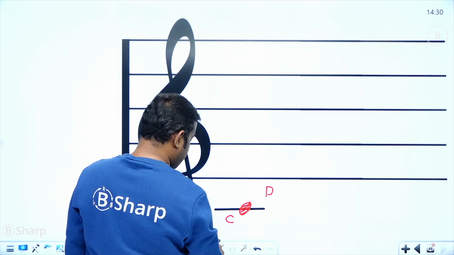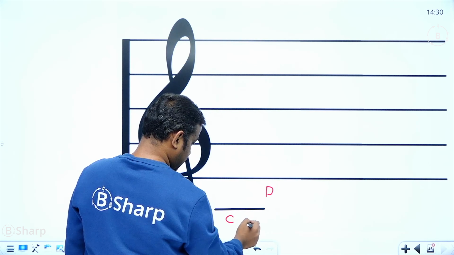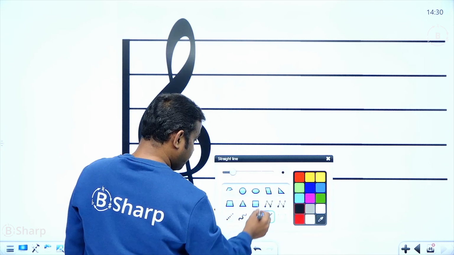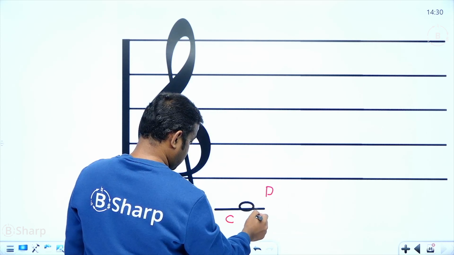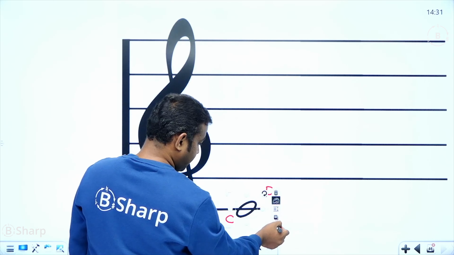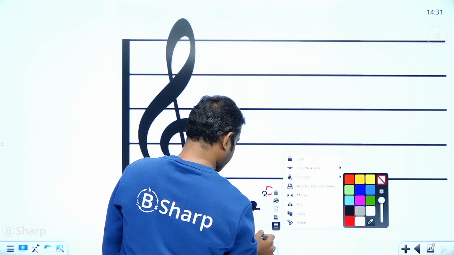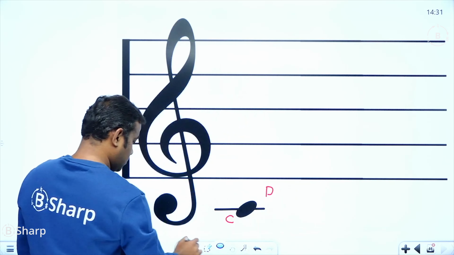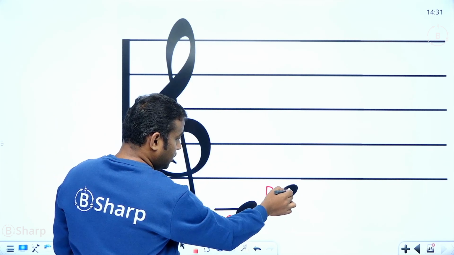So here actually what would come here after C? After C, what would come here usually? So after C, the next key is a D, right? So here actually after C, the D should come here. Okay, D should come here.